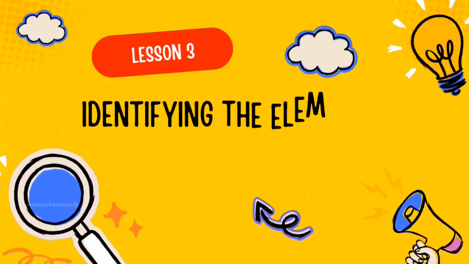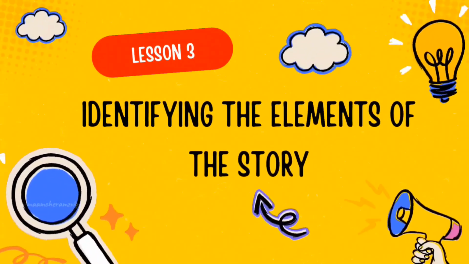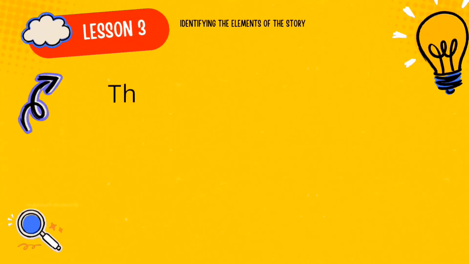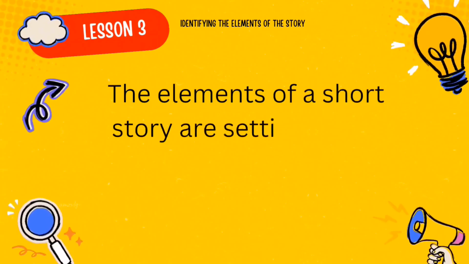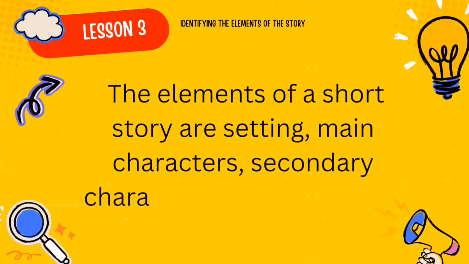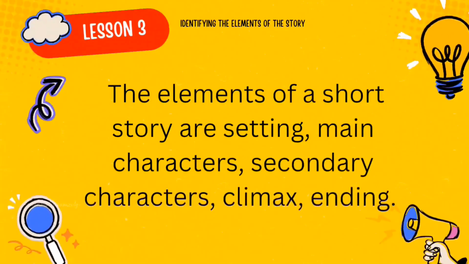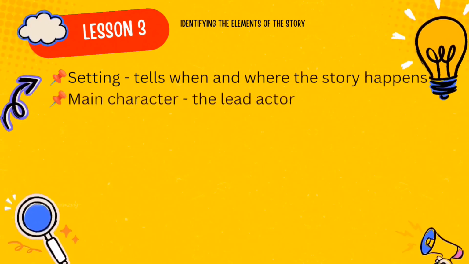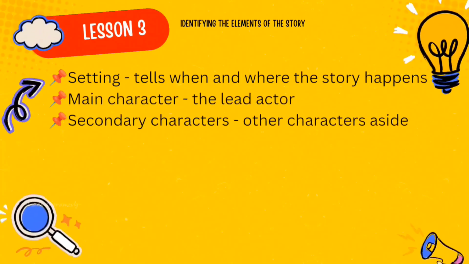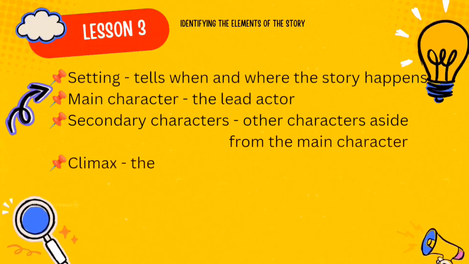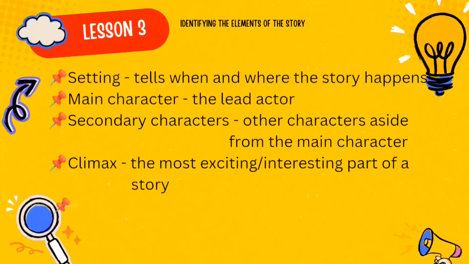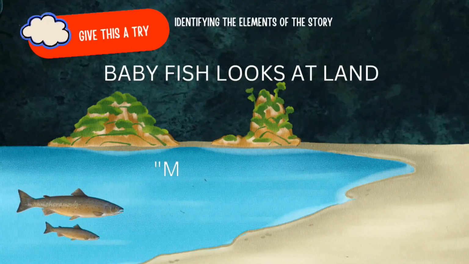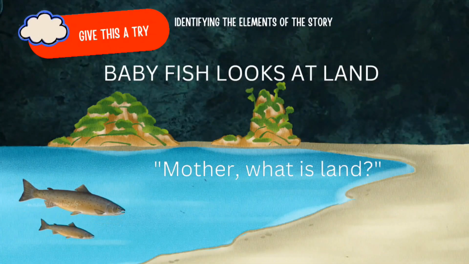For today's video, let's talk about identifying the elements of the story. What are the elements of the story? The elements of a short story are setting, main characters, secondary characters, climax, and ending. Setting tells when and where the story happens. Main character is the lead actor. Secondary characters are the other characters aside from the main character. Climax is the most exciting or interesting part of the story, and ending is the fall of the climax or the conclusion.